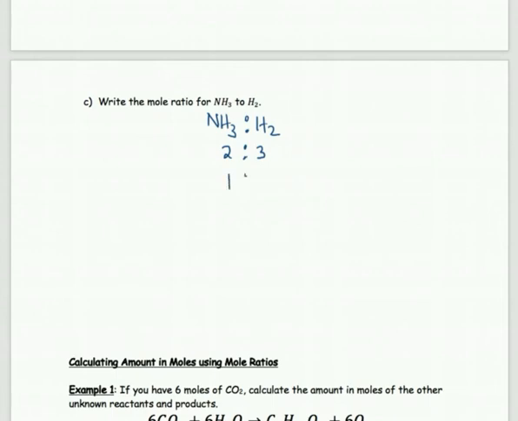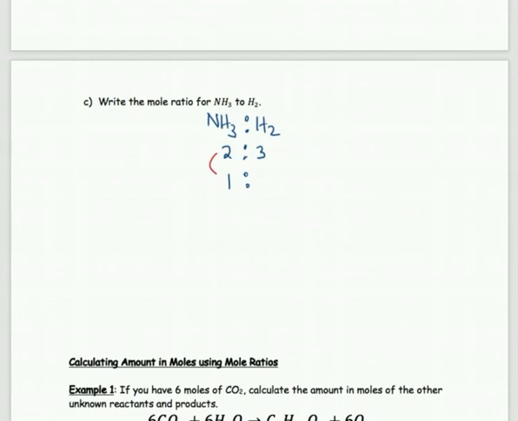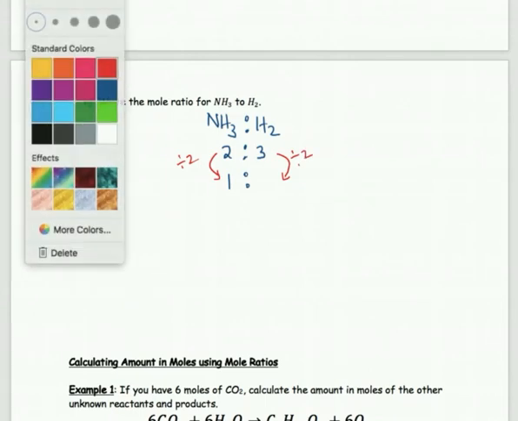I want to get this to 1. In order to do that, I would have had to divide by 2. We're just trying to get our ratio. It's still the same ratio, but we're trying to get it so it's a 1 to something ratio. So in this case, I'm going to divide this by 2 as well, and then I end up with a 3 over 2 ratio.